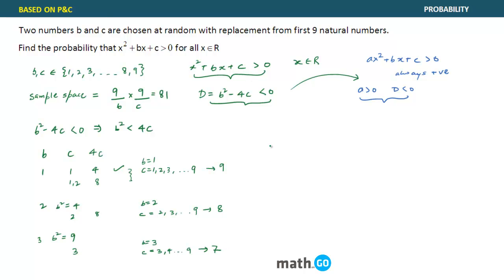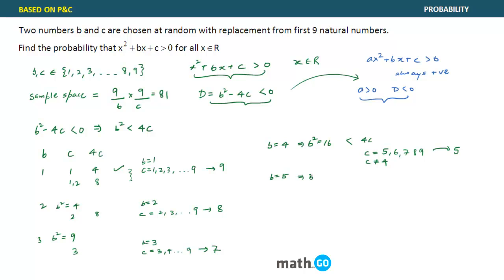Now let's take b equal to 4. This implies b square is equal to 16. You want 4c to be greater than 16. What is the minimum value of c that you will start from? From 5, not from 4, because if you put c equal to 4, it will be 16 equal to 16. We want 4c to be greater than 16, not equal to 16. So 5, 6, 7, 8 and 9. 5 cases are there.